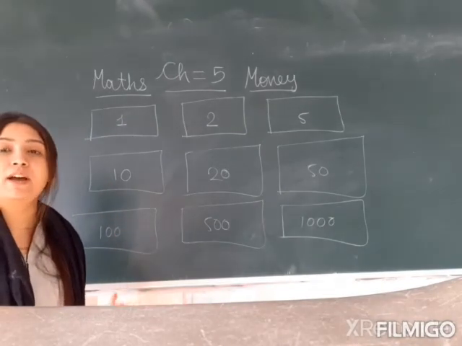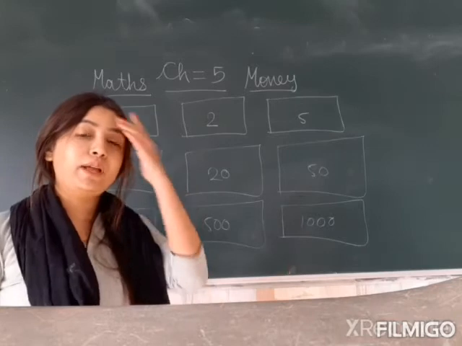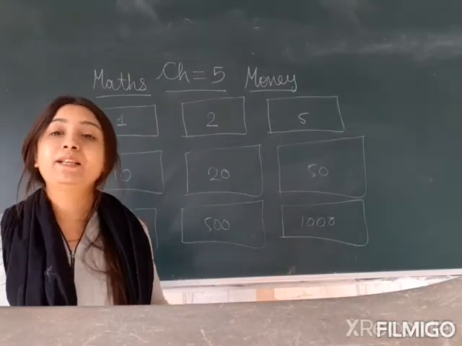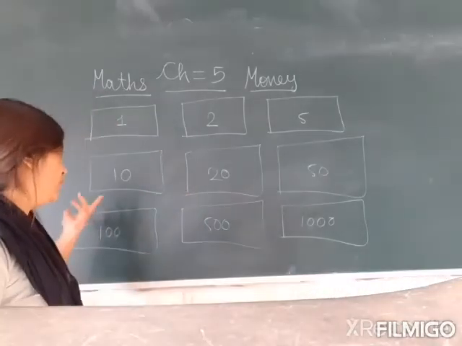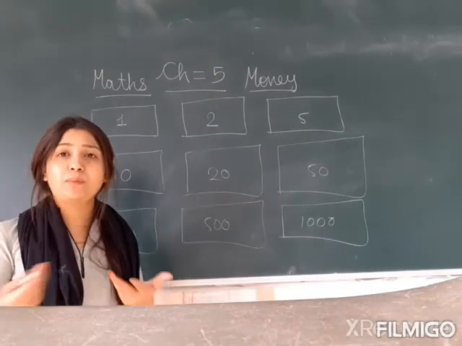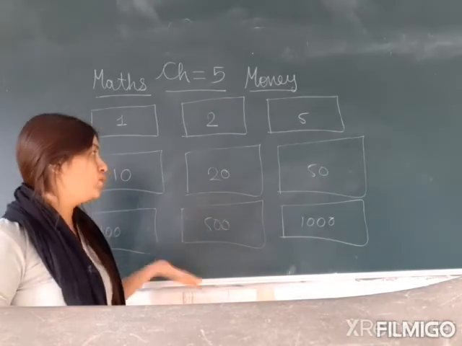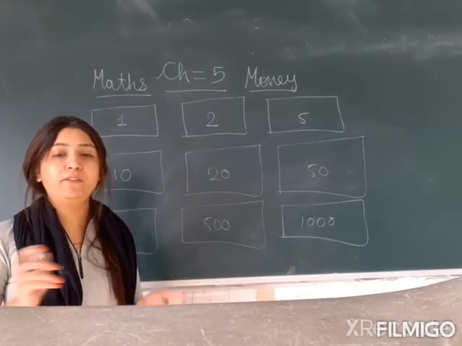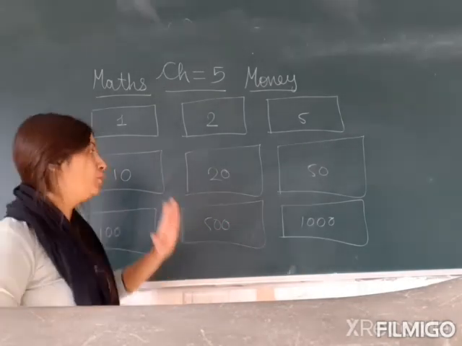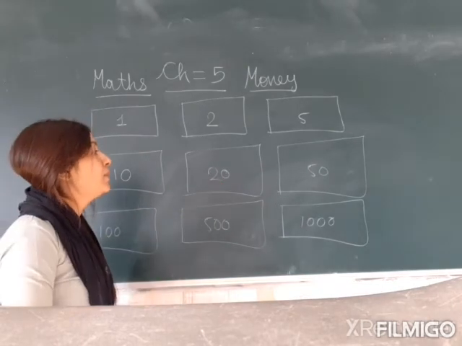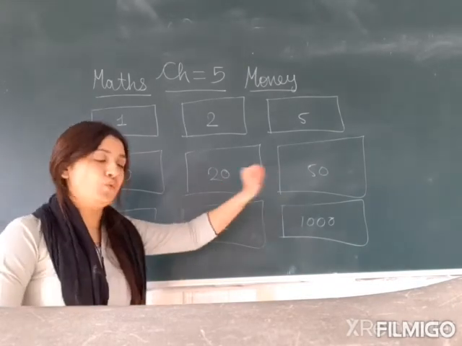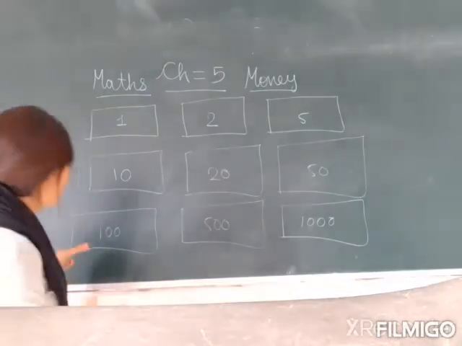You can see this 10 rupee coin everywhere. You can go to the market and when you are buying something, you can easily see the 10 rupee coin. 20 rupee notes also will be there. 20 rupee coin will not be there. 20 rupee note, you can see, students. 50 rupee note, you can also see, students.